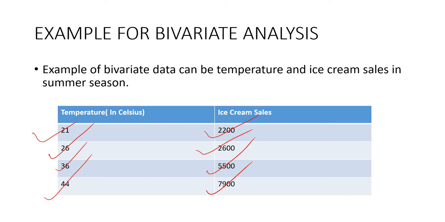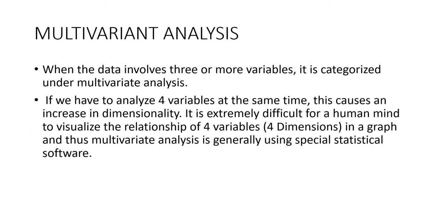So they are directly proportional. They are linearly related. So this is an example for bivariant analysis. Multivariant analysis means when the data involves three or more variables, it is categorized under multivariant analysis. This is known as multivariant analysis.